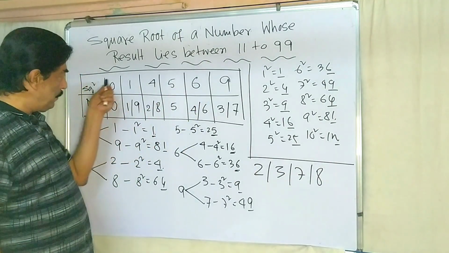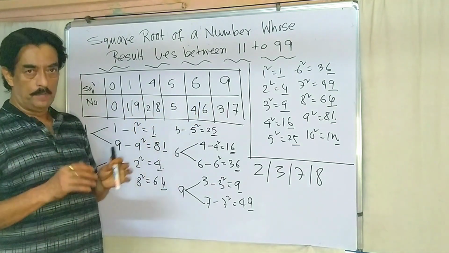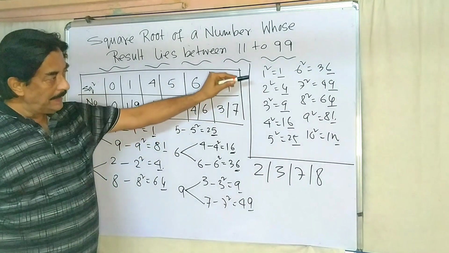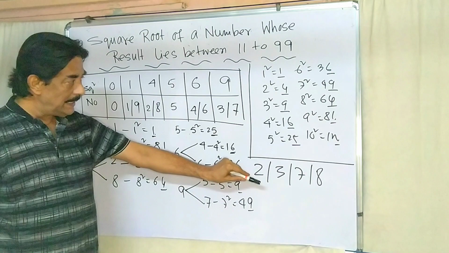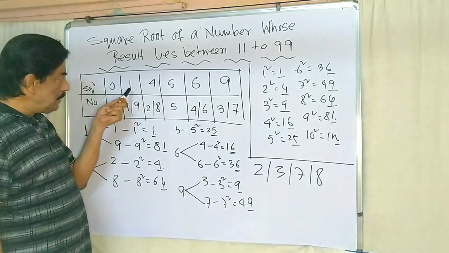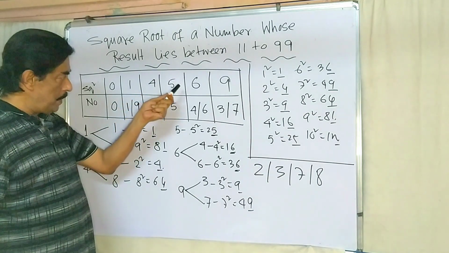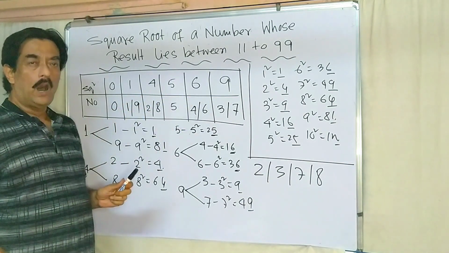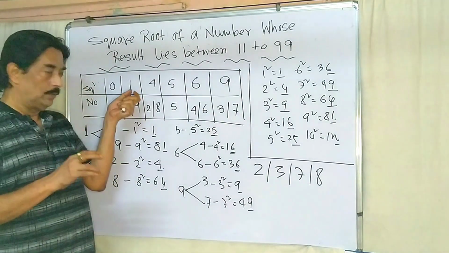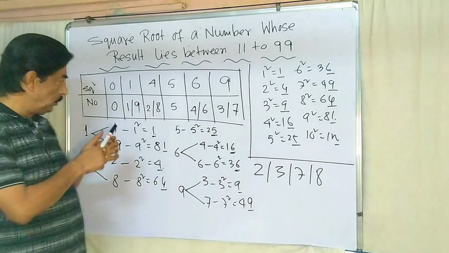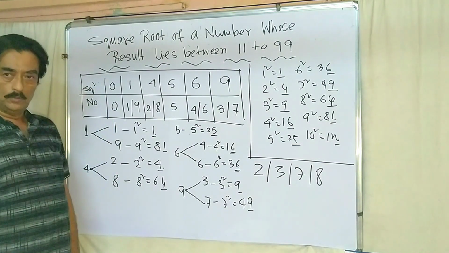Now observe the table very carefully. If I find the square of a number, we know the right hand digit should not be 2 or 3 or 7 or 8. The right hand digit may be 0, 1, 4, 5, 6, or 9. Now we have to find out whose square has right hand digit 0. 0 square is 0, so the number is 0.